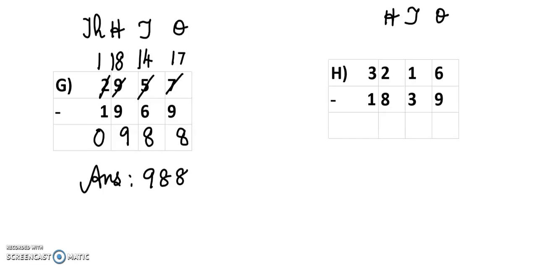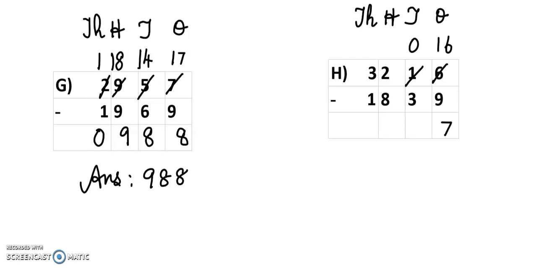Next one, write the place values: ones, tens, hundreds. Next, thousand. Next, 6 minus 9. See, can we subtract? No, here is a smaller number. So we have to borrow from the tens place. So 1 becomes 0. 6 becomes 16. So 16 minus 9. 9 after: 10, 11, 12, 13, 14, 15, 16. 7.